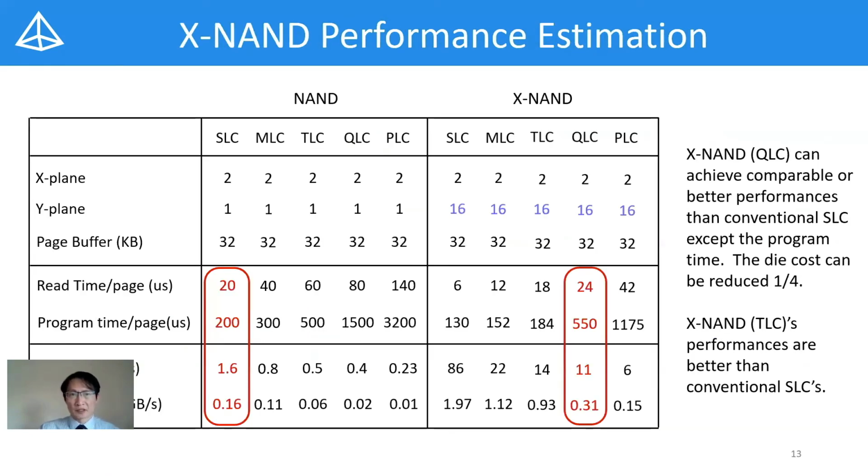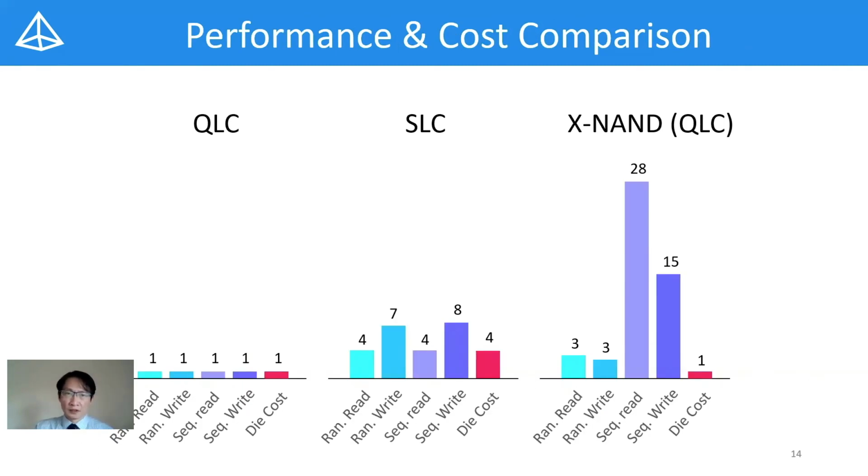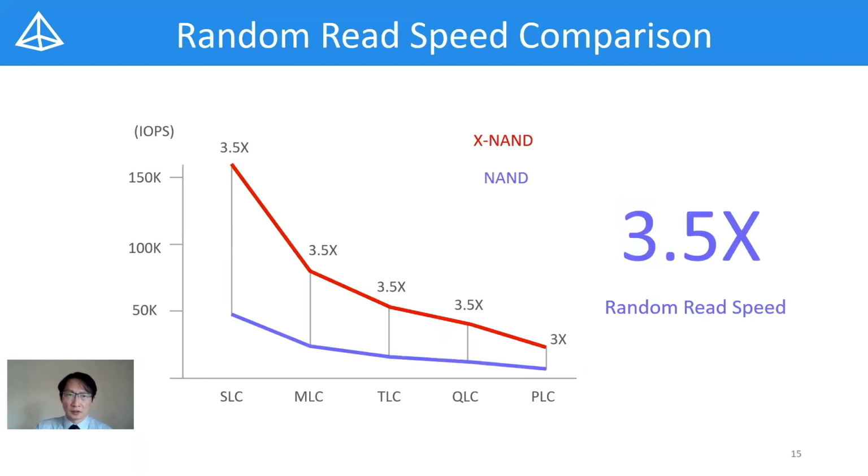This slide shows the performance comparison between NAND and XNAND. You can see the performance of XNAND's QLC is similar or higher than the conventional NAND's SLC, except the random write speed. This slide shows the comparison between conventional QLC, SLC, and XNAND. XNAND can achieve outstanding performance with only 25% die cost of SLC.